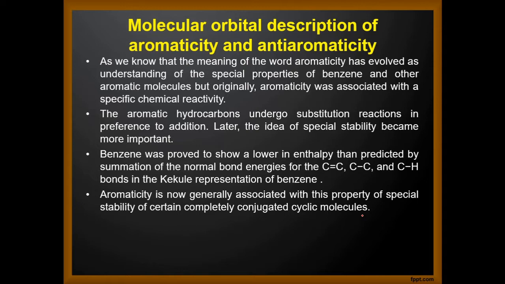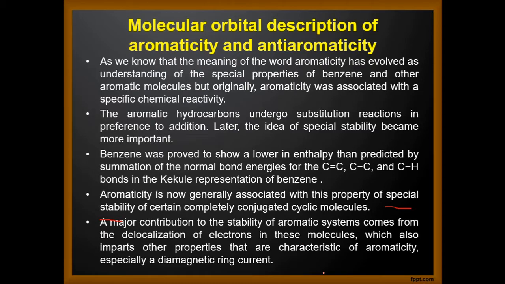Therefore, aromaticity is now generally associated with this property of special stability which a molecule enjoys in certain completely conjugated cyclic systems. Now, how does this stability come inside a molecule? The major contribution to the stability of an aromatic system comes from the delocalization of pi electrons in these molecules, which also imparts other properties that are characteristic of aromaticity, especially a diamagnetic ring current. Please remember, this is again one important characteristic of an aromatic system.